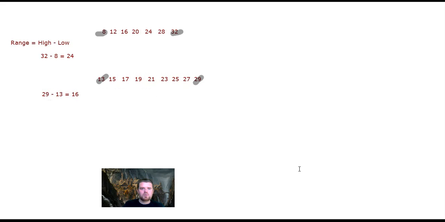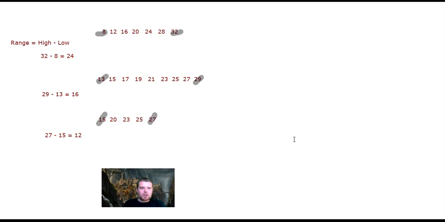Do another example. Let's say 15, 20, 23, 25, 27. Smaller data set there. Same thing, high minus low, find the high, find the low. Do 27 minus 15 gives you a range of 12. So students are pretty okay with that.